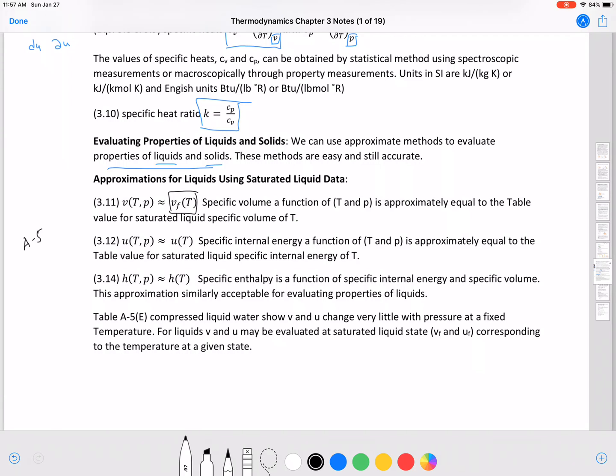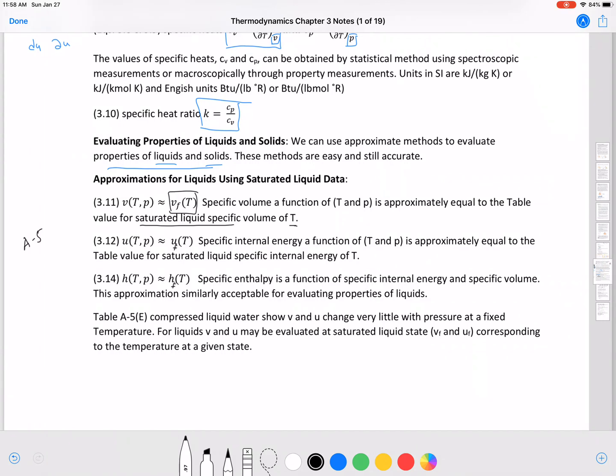the saturated liquid specific volume, or vf, at the temperature T that we have. Instead of specific volume being a function of temperature and pressure, we just do it as a function of temperature. And here these should have the little f's as well.